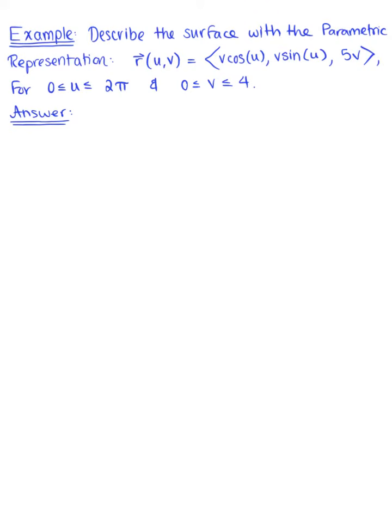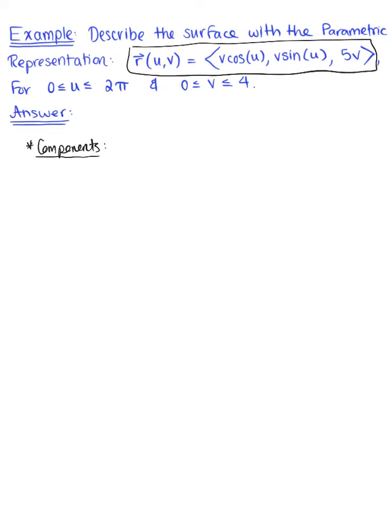Describe the surface with the parametric representation. So the first thing I'm going to do is identify the components for the given vector valued function. Looking at this vector r, we can see that our x component is defined as v cosine of u, our y component is defined as v sine of u, and the z component is defined as 5v.